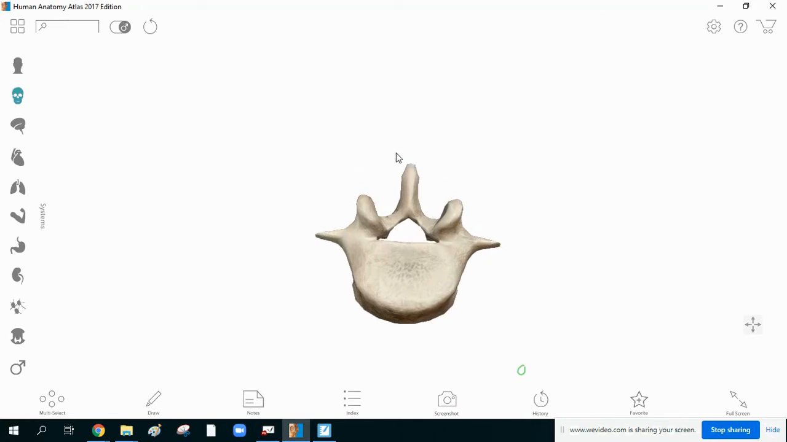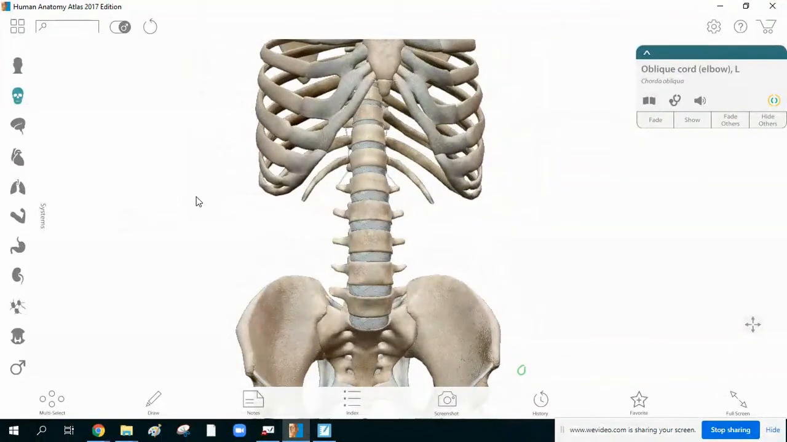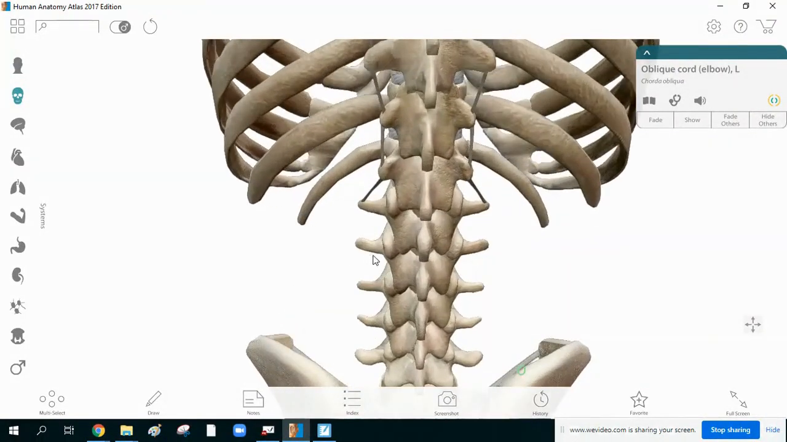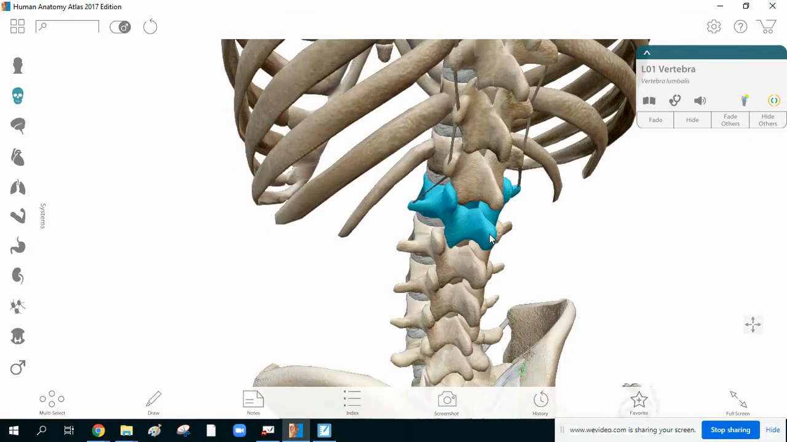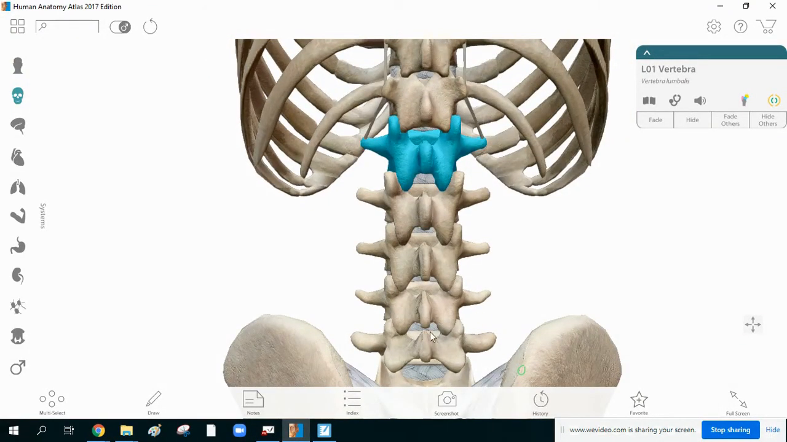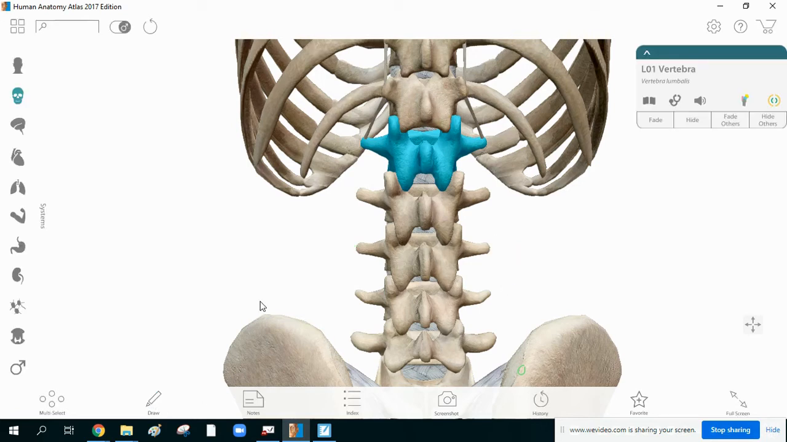Here's the spinous process. And if I throw all my vertebrae back in there, you'll notice that every single one of these points, those are all lined up nice and orderly right along the midline of the back, and that's the spinous process. Here, transverse, transverse. Okay, now what do we have left?